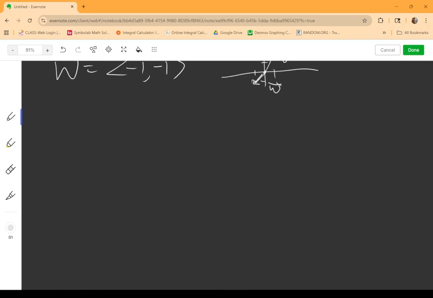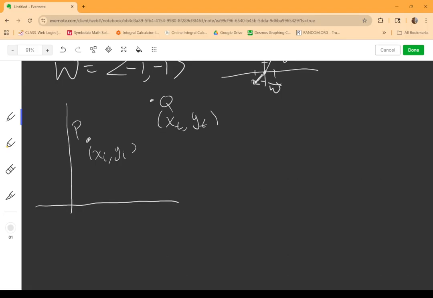Right. Now, if a vector is given to us that is not in component form, we are going to be able to change it to component form. Right, so let's say we define a vector between two points P and Q. I'll call P to be x sub i, y sub i, in terms of initial, and Q to be x sub t, y sub t, terminal. All right, and then the vector v to be this vector here, v.